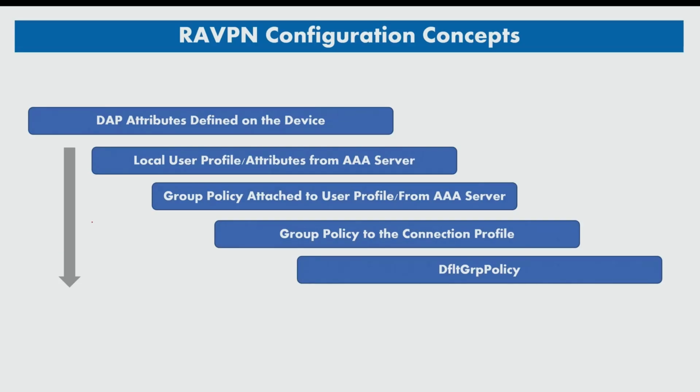So if you use attributes from a variety of sources, they are assigned in the following order. First, you should have the user attributes retrieved from the local user database or AAA server. Then attributes assigned through a group policy attached to the local user account or pushed from the AAA server. Then you're going to have attributes that are assigned to a connection profile through a group policy, and the default group policy has attributes assigned to it.